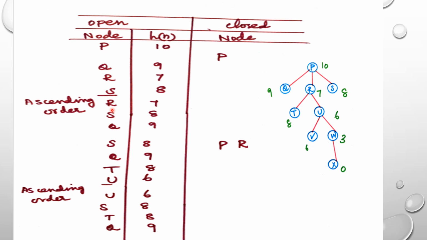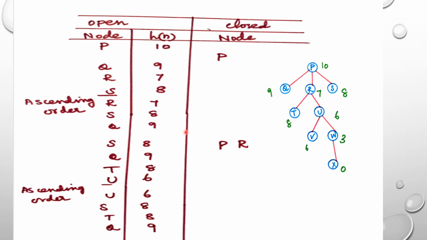So what is the least value? The node with the least h of n value will be shifted to the closed list. So node R is shifted from the open list to the closed list. Then we explore R. R is connected with T and R is connected with U. The successors of R are T and U. So then we explore these two values and put them in the open list.